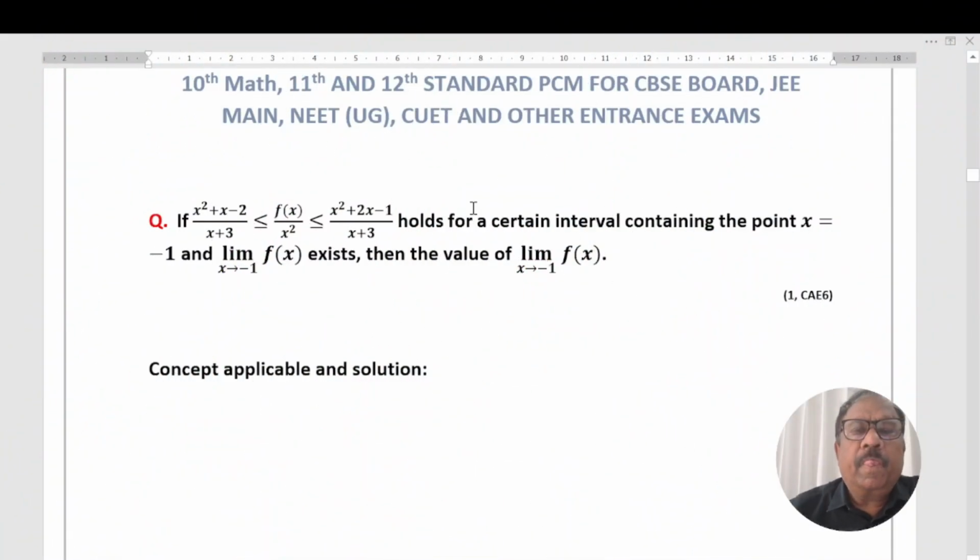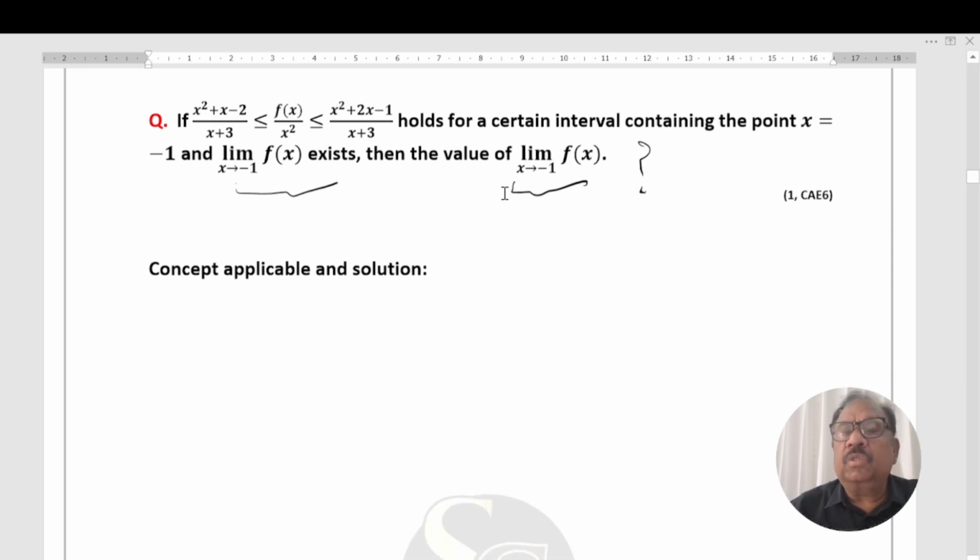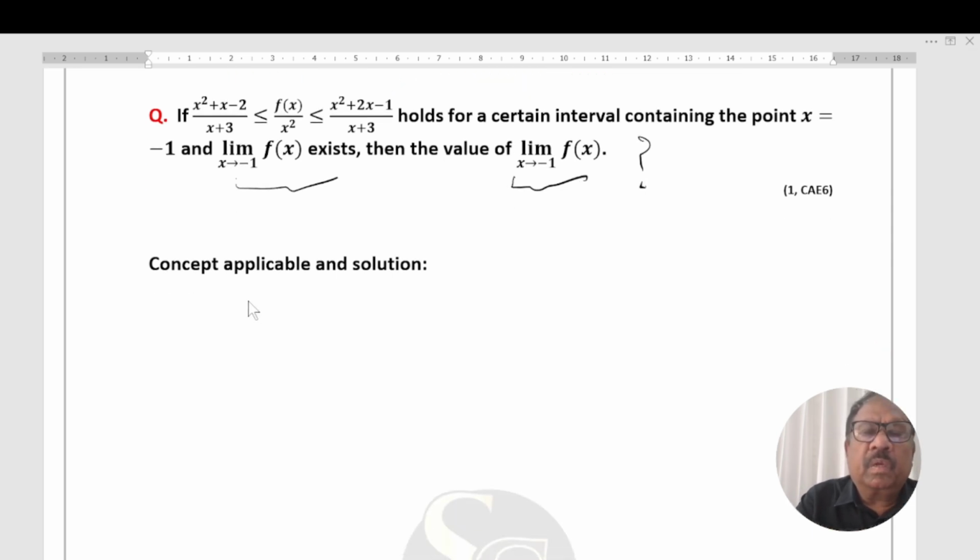Question is, if (x square plus x minus 2) upon (x plus 3) is less than or equal to f(x) upon x square, which is less than or equal to (x square plus 2x minus 1) upon (x plus 3), holds for a certain interval containing the point x equal to minus 1, and the limit exists at x equal to minus 1, then find the value of the limit as x tends to minus 1. Concept applicable in solution: sandwich theorem.